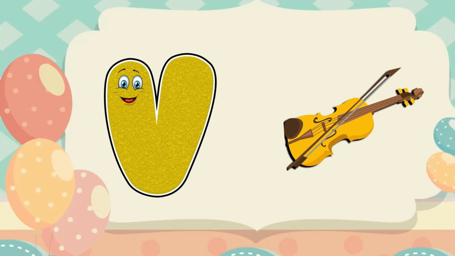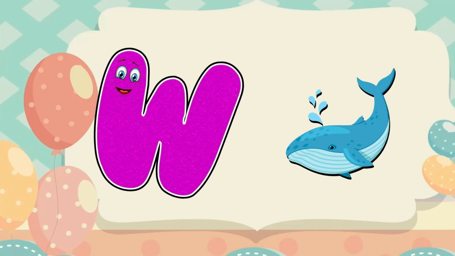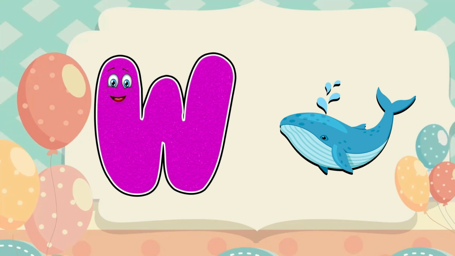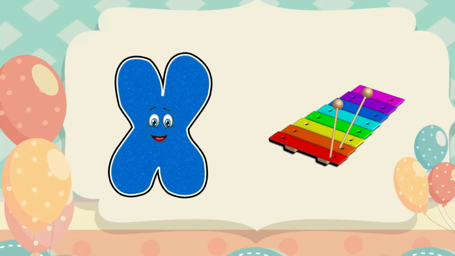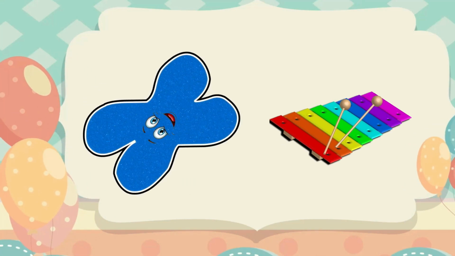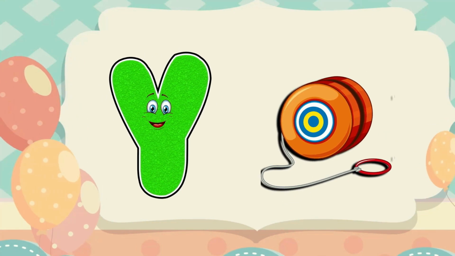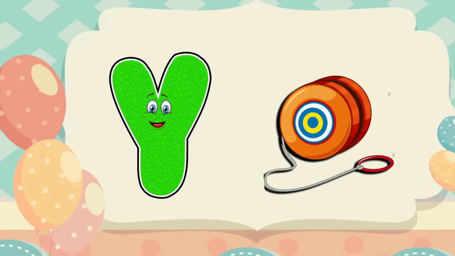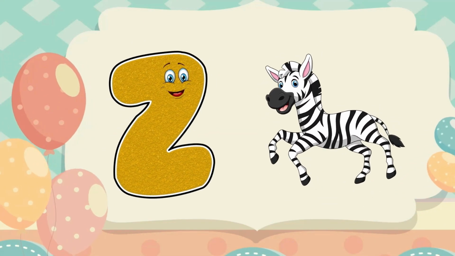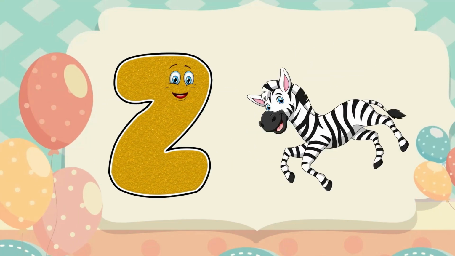violin, violin. V, violin. W is for whale, whale, whale. W, whale. X is for xylophone, xylophone, xylophone. X, xylophone. Y is for yo-yo, yo-yo, yo-yo. Y, yo-yo. Z is for zebra, zebra, zebra. Z, zebra.